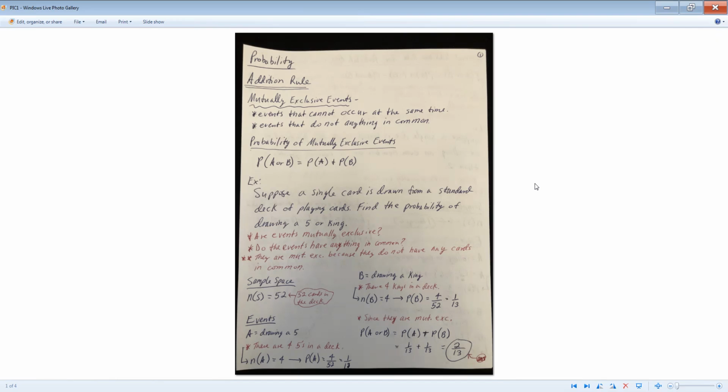Suppose a single card is drawn from a standard deck of playing cards. Find the probability of drawing a 5 or a king. So the first thing you want to ask yourself, are these events mutually exclusive? Or in other words, do these events have anything in common? They are mutually exclusive because they do not have any cards that are in common. There's no such thing as a 5 that is a king. You can't have a 5 of king or king of fives.